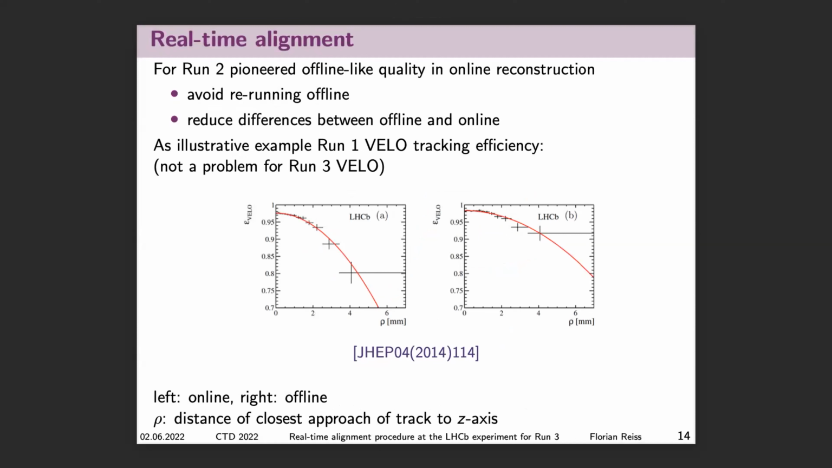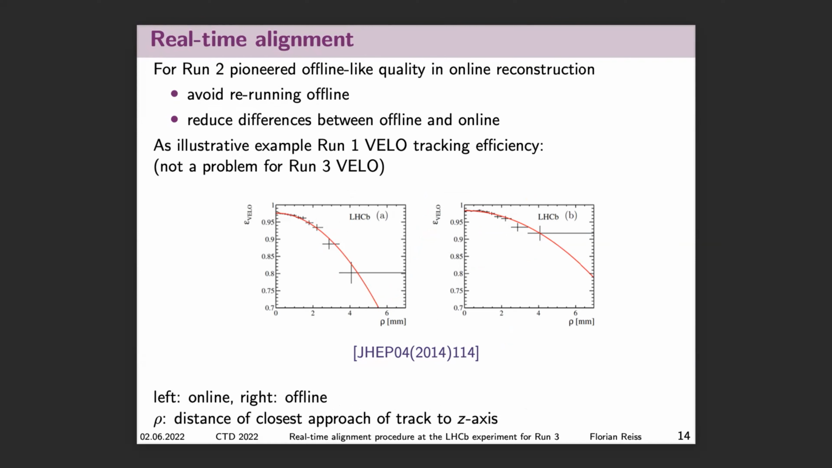So now I'm finally coming to the real-time part. As I told you, for Run 2, LHCb pioneered having an offline-like quality in the online reconstruction already, which has a couple of nice features, so that we don't need to reprocess our data offline, or reconstruct things again. And of course, it also reduces the differences you have between your offline and online version, because they essentially are the same.